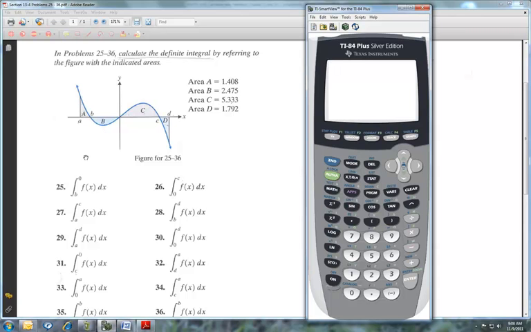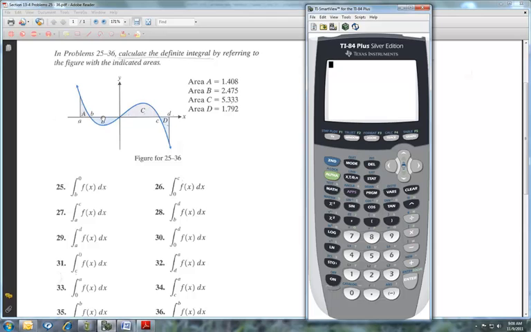Now I need you to understand something here. Remember when I was talking about the rectangles, and in the rectangles you go from a value up to the curve? Well, if I had a little rectangle here, my y value would be positive. My width is always going to be positive. So I would have a positive area here. But I need you to think about drawing a little rectangle here. Just say right at B.